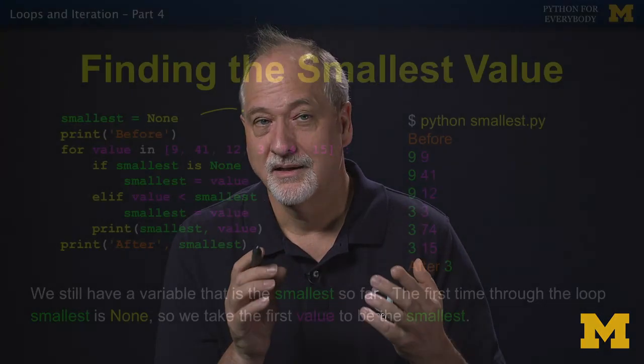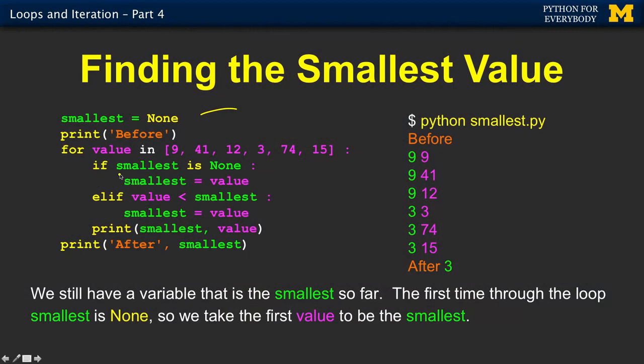So we can say, is the contents of smallest None? If smallest is None, the is operator is more powerful than the double equal sign. It means, is it exactly the same as? And so if we are asking, is smallest None, that's only true if we've got a None in there. If we put 17 in, smallest is not None. So this is how it works.